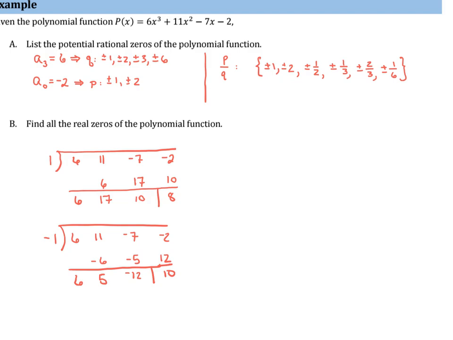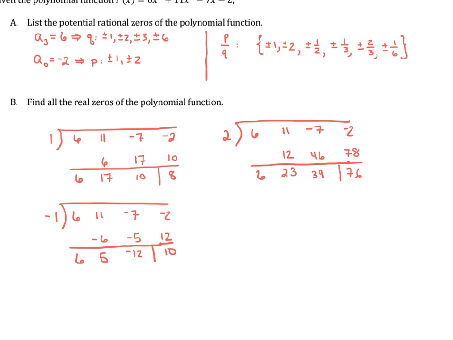Let's move to positive 2. So 6, 11, negative 7, negative 2. Bring down the 6. 2 times 6 is 12. Add. 2 times 23 is 46. Add, and we get 39, 78 when we multiply, and that gives us 76. So let's try negative 2.